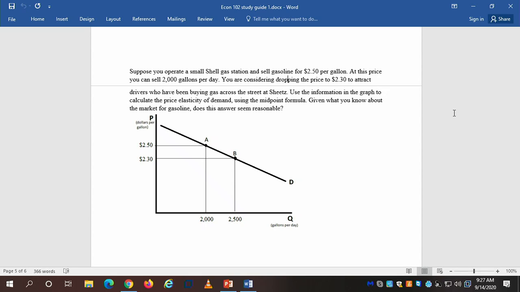All right. And if demand was inelastic, in this case, and this gas station lowered their price, they wouldn't sell a lot more. The increase in the quantity demanded would not make up for the lower price. So they would end up losing money if the demand was inelastic.